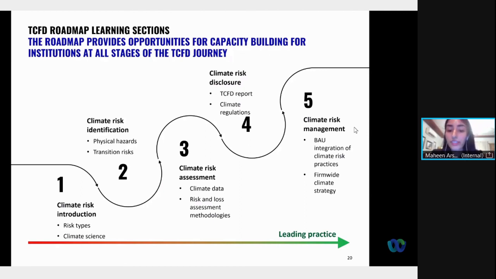Then we've looked at climate risk assessment. As David mentioned, the biggest limitation of climate risk assessment is the limitation of climate data. So we've looked at different climate data as well as different methodologies. We are now currently in our fourth phase, which is looking at TCFD reporting as well as climate regulations. And we plan to further go into details and provide in-depth sessions on climate risk management. And I'm going to hand it back over to David for any closing remarks on our program.